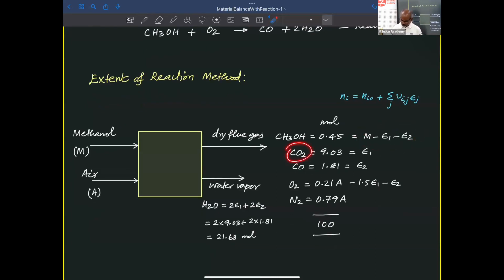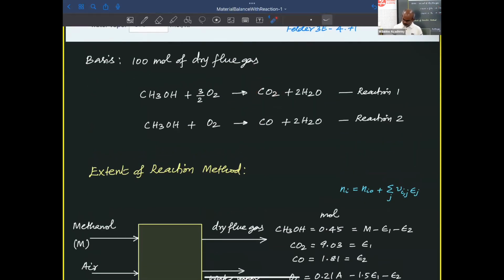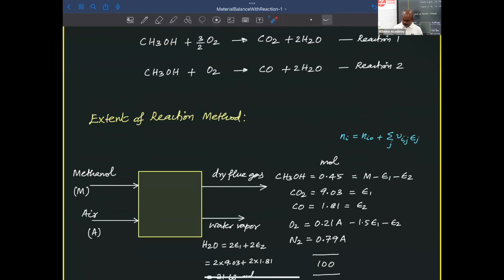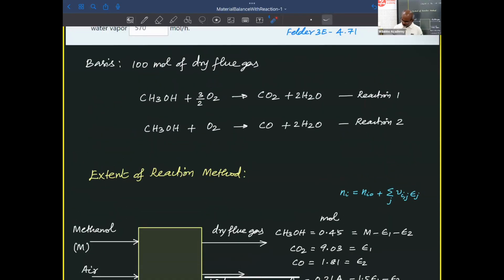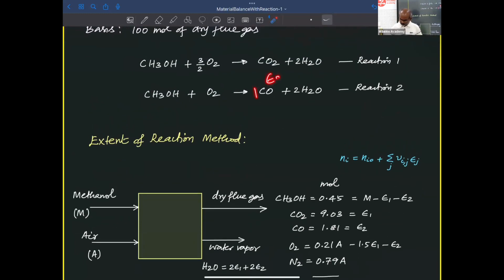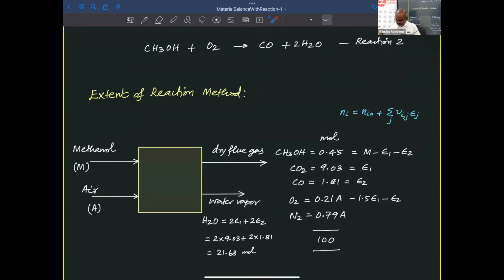Like that, CO2 in the product: CO2 is coming in the first reaction alone, so it has a stoichiometric coefficient of 1. N naught is 0 for that, and the stoichiometric coefficient is simply 1, for the extent of the first reaction, E1. Like that for CO, it is 1 and the extent of the second reaction, that's why E2. There is no CO present initially, that's why there is no initial term like this. So E1, E2, like that.